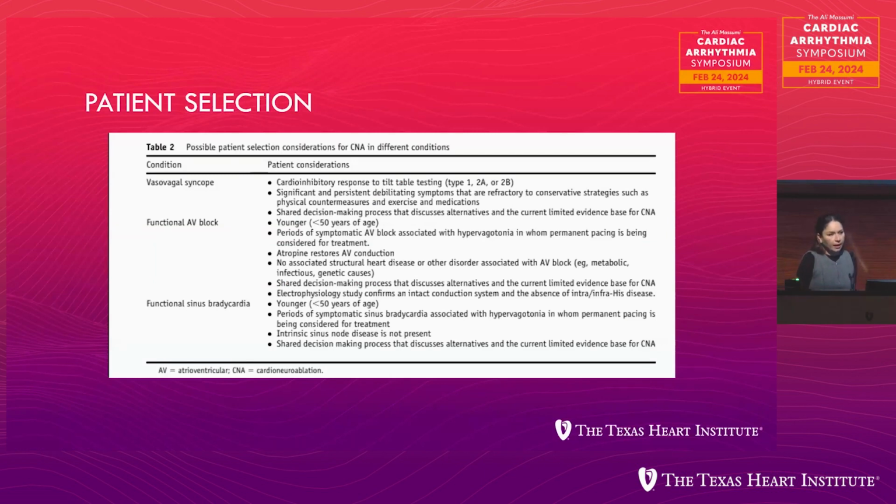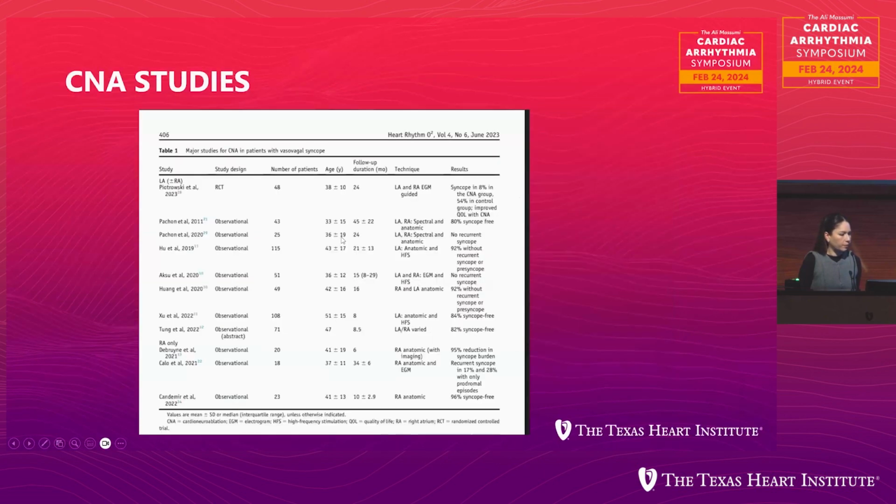So on patient selection, as we said, the ideal patient is going to be your young patient, your patient that has mostly cardioinhibitory response or syncope. Basically, if you see functional AV block or sinus bradycardia, you want to challenge these patients with atropine and make sure that they respond to the atropine. And then from there, determine if they're going to benefit from either partial or complete denervation of their heart. And when I say younger, we're talking about less than 50 years old.